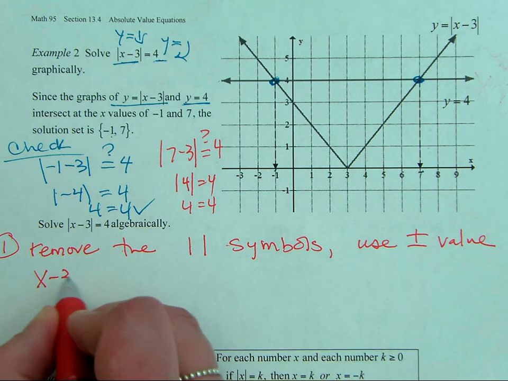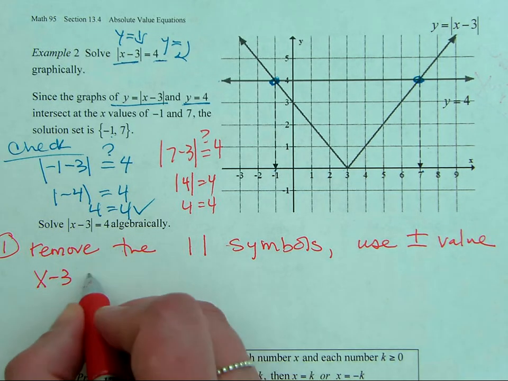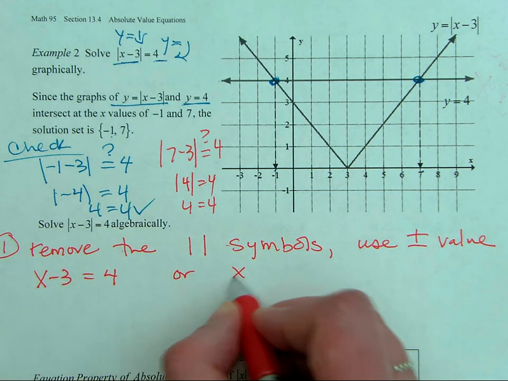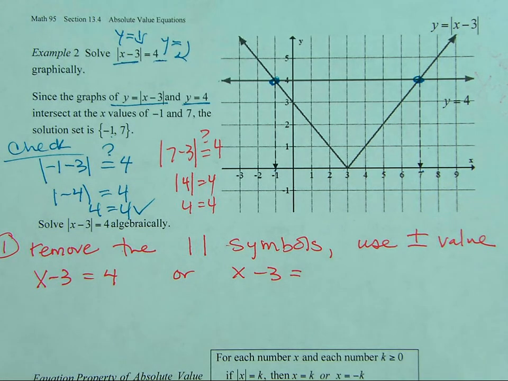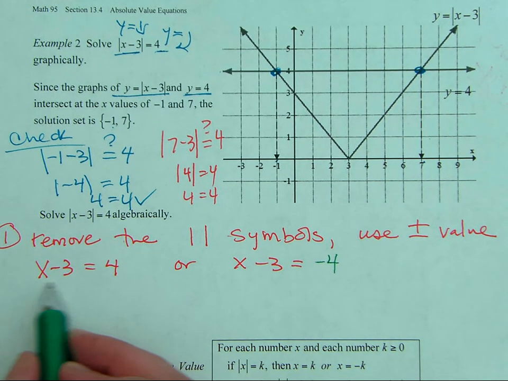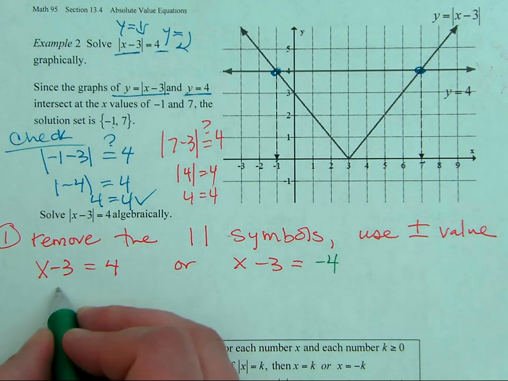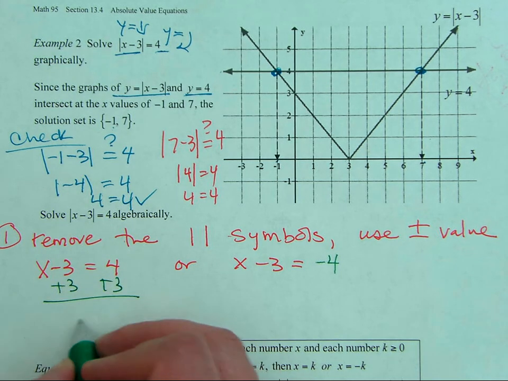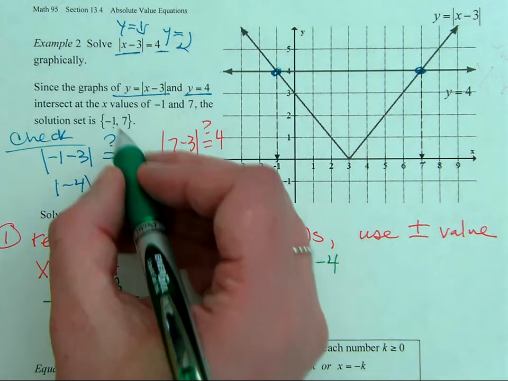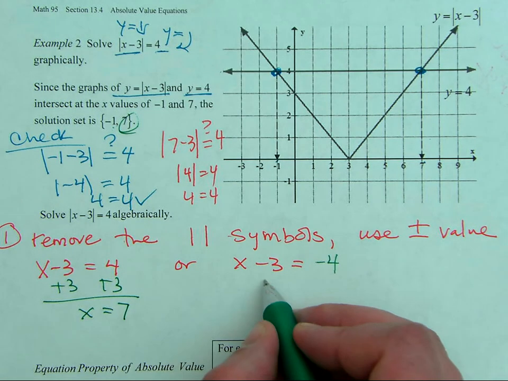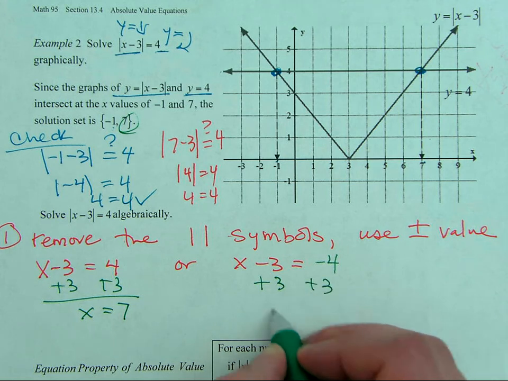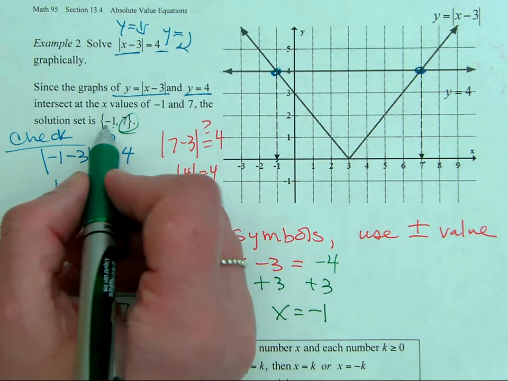We go x minus 3, I've removed the absolute value, equals 4, or x minus 3 equals what? Would you say? -4, right? So we're going to do the positive and the negative, and now I can solve for x. So how would I get x by itself here? Add 3 to both sides, right? I get x equals 7. That was one of our solutions. And then what would I do to solve for x here? Add 3, and we get x equals -1. And that was our second solution.